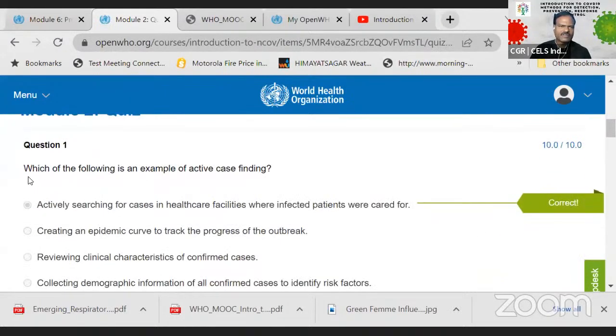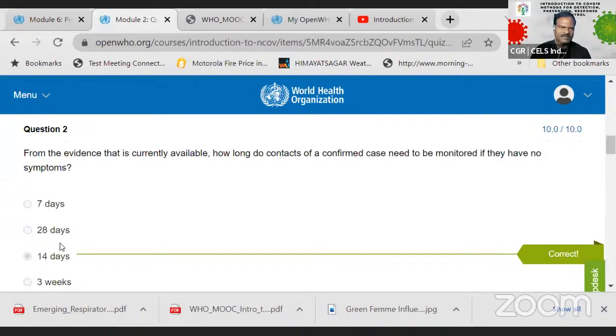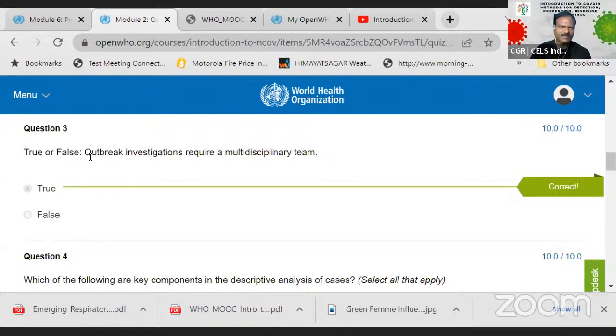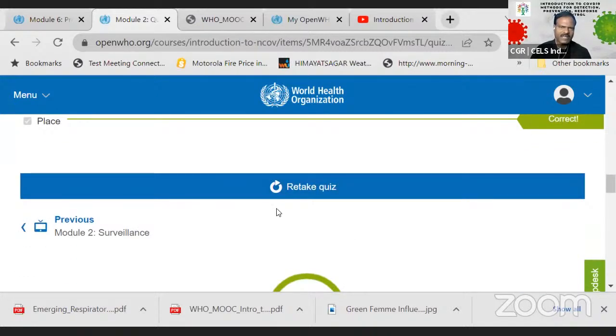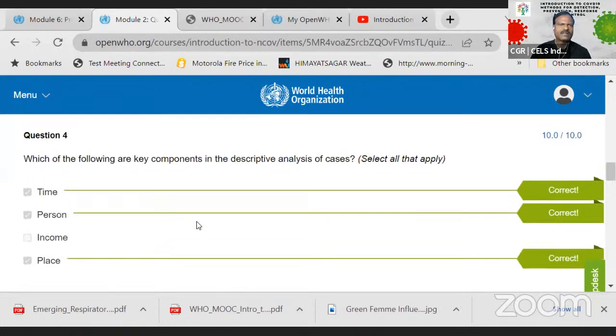questions. Which of the following is an example of active case finding? Actively searching for cases in healthcare facilities where infected patients were cared for. So that is the answer. How long do contacts of a confirmed case need to be monitored? It is 14 days. That is the correct answer. Outbreak investigations require a multidisciplinary team. That is true. Which of the following are key components in the descriptive analysis? Time, person, place. Income is not there because corona impacts everyone equally. So if you answer all this, then you get 100%.